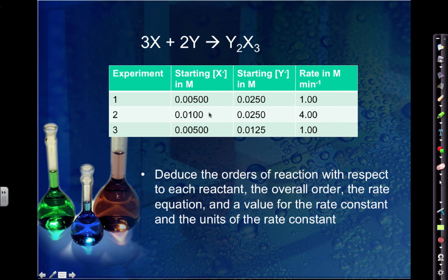So in experiments 1 and 2, the concentration of X went up by 2. 0.005 times 2 would be 0.01. So this doubles between 1 and 2. This has to stay the same. And then this went up by a factor of 4. So the rate here quadrupled.